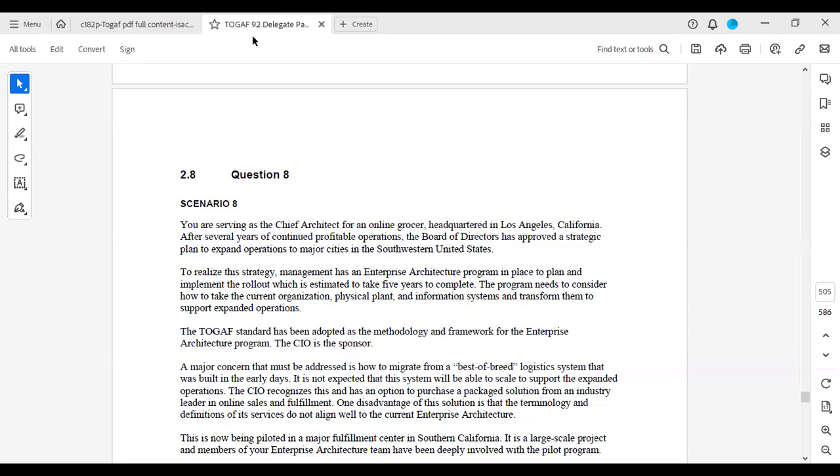Did you get the difference there? If it is maybe ADM, it is exactly what you know about ADM. But if it is compliance, please come to the PDF, check the detail, and then go. Got it? There are a few things in TOGAF where we have to be very, very careful.